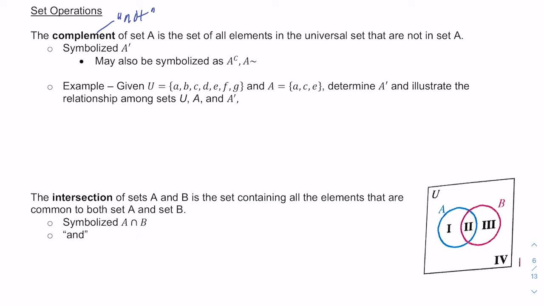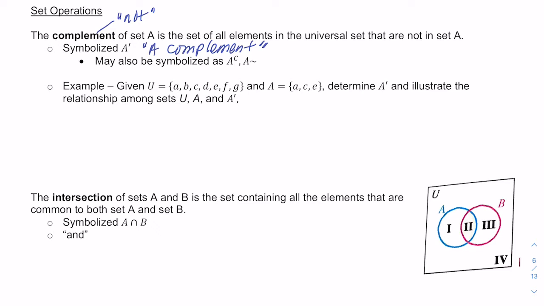We symbolize the complement of set A. In your text, they use an apostrophe, so that represents a complement. And again, that would be "not A." I've also seen them use a capital C as an exponent or superscript. And then less commonly, I've seen them use the tilde next to the letter as well. So just be aware that these are all ways they could symbolize complements.